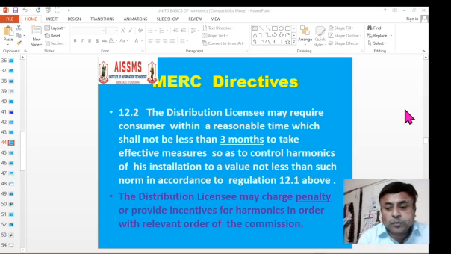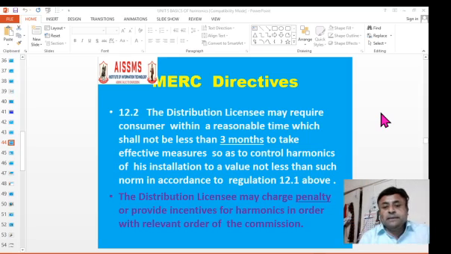So in this way, the distribution licensee may lay down some proposals. Now the distribution licensee in Maharashtra, that is Mahadiscom, has come up with the claim that if the harmonics are beyond permissible limits, then 5% of the bill amount will be paid by the consumer against penal charges towards higher harmonics.